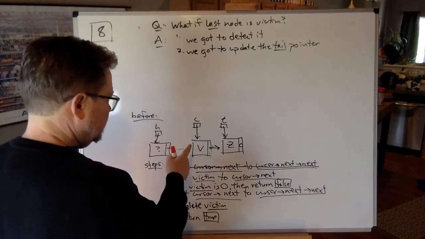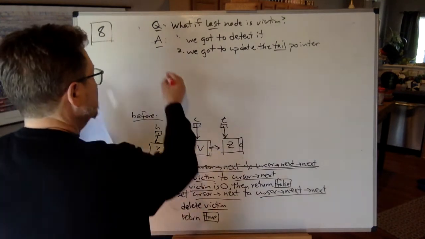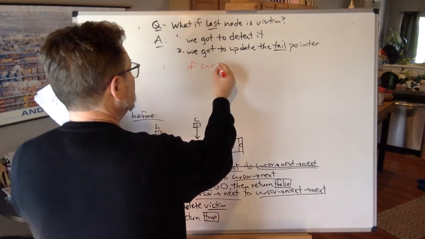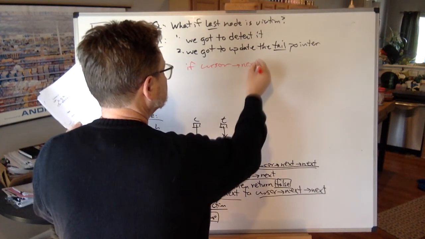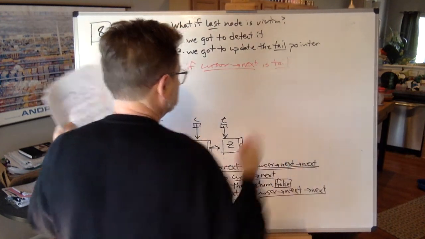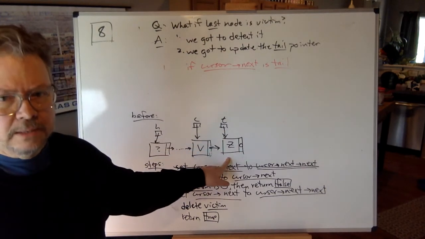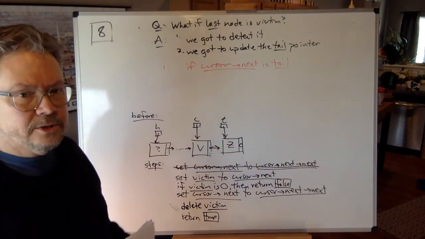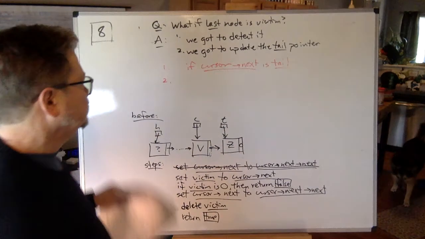Well, let's look and see what we got here. Cursor, arrow, next is tail. So the solution would be: check if cursor arrow next is tail. In other words, if cursor arrow next, that pointer, and tail are both pointing at the same node, that means we do have this special case. That means our victim is the last node in the list, and we've got to update the tail pointer.